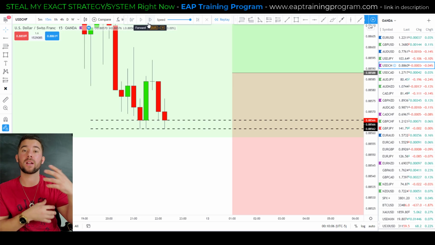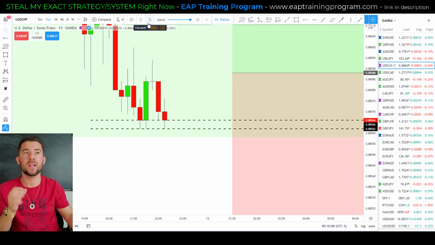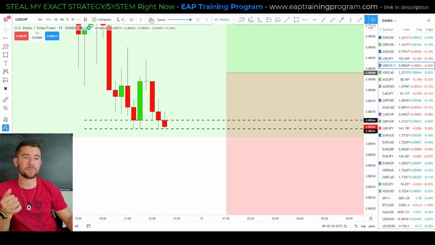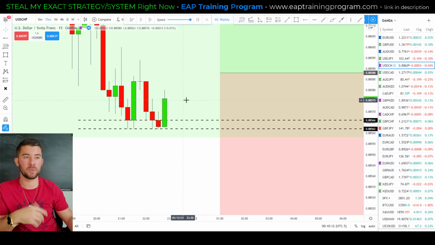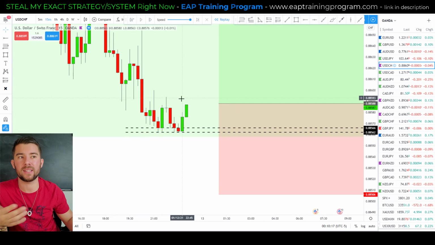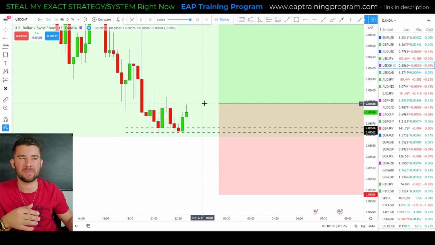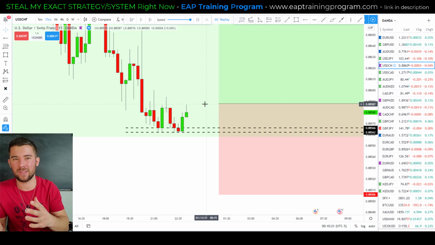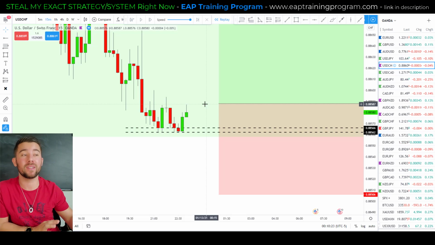What am I waiting on? Confirmation. I want to see a green candle to show me some type of buying pressure. Still in the zone, we haven't closed below, and there's our green candle. I actually didn't get involved. It was an accident. Didn't get involved until a little bit later on. Got kind of slipped on the spread. This is why I don't trade low time frames that much, but that's a completely different video.